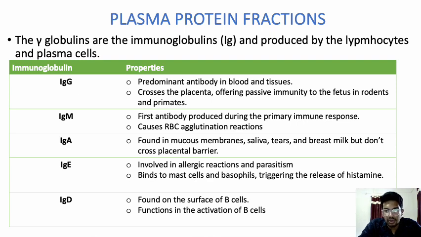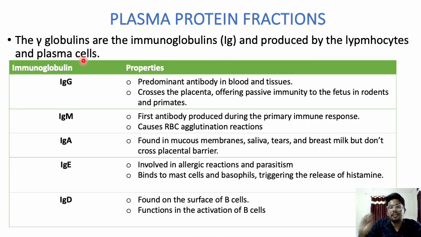More amount of proteins are there, but these three are the important things. Next, plasma protein fractions. We have studied about antibodies, right? Basically, the gamma globulins are the immunoglobulins. They are the antibodies, okay? And they are produced by the lymphocytes and the plasma cells.